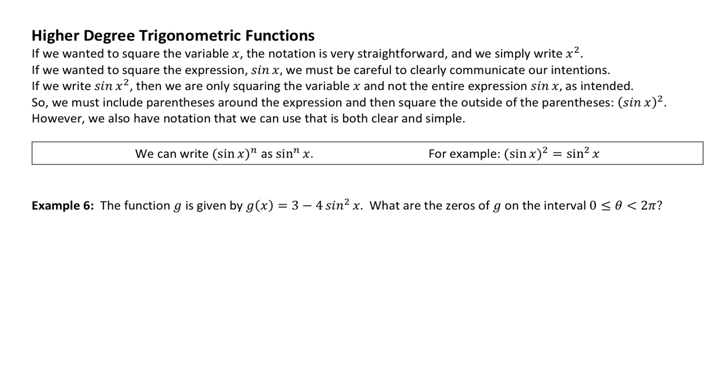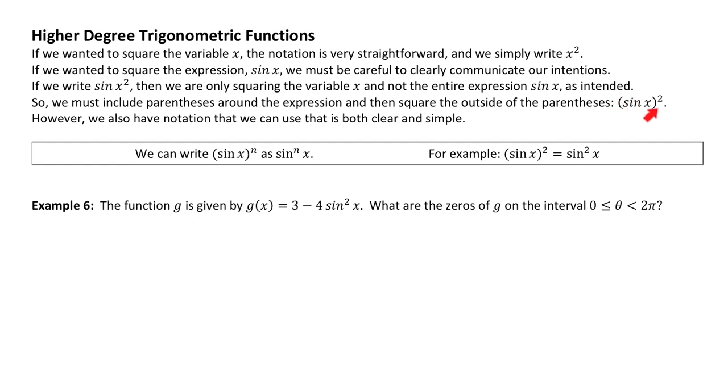If we wanted to square the variable x, it's very straightforward. We say x squared, easy peasy. But if we wanted to square the expression sine of x, we have to make sure we're writing it correctly. Because if you just do this, everybody look up at the board. If you write sine of x squared, that means you're squaring the variable x and not the entire expression sine of x. So we have to include parentheses around the entire thing and square it.